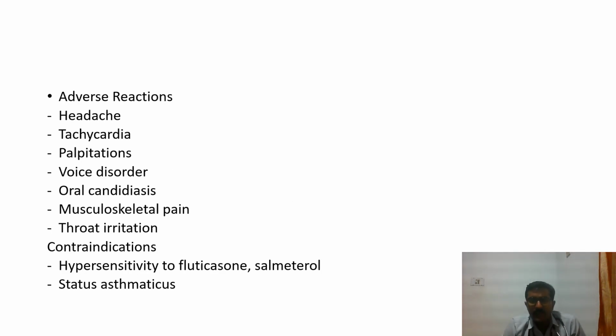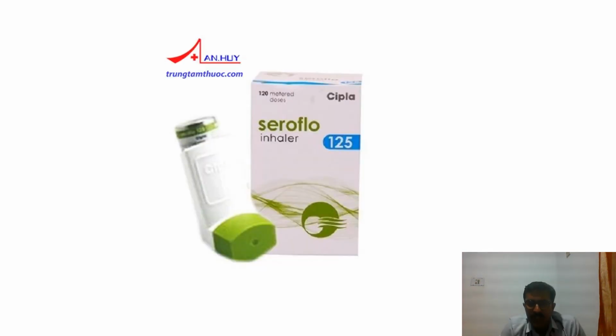disease. Okay. Adverse reactions includes headache, tachycardia, palpitation, voice disorder, oral candidiasis, musculoskeletal pain, throat irritation. Okay. Contraindications are hypersensitivity to fluticasone and salmeterol and status asthmaticus. So this is the Seroflo inhaler, as you can see.